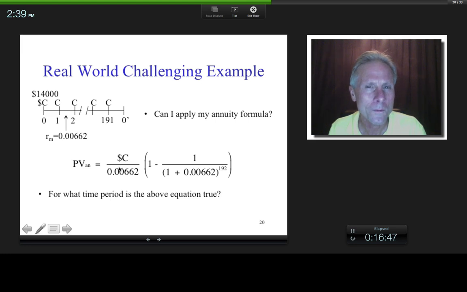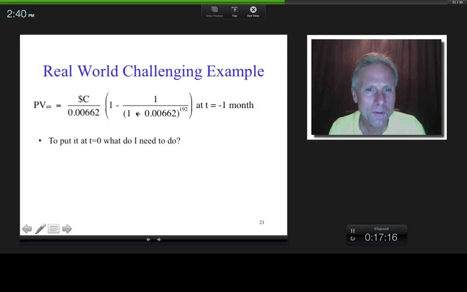Well, when you apply an annuity formula, is the solution at the same time period as the C or one period earlier? It's one period earlier, right? So if the first C is at time 0, then all of this is going to be at what time? T equals minus 1 month, or 1 month ago. So basically, all of these is the equivalent to this much at time minus 1.